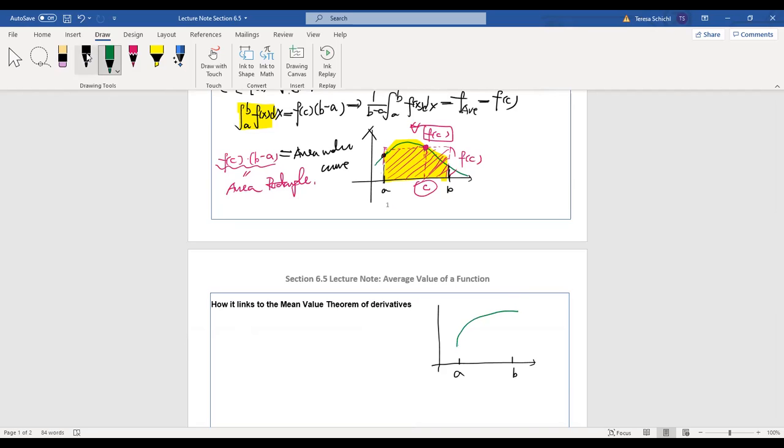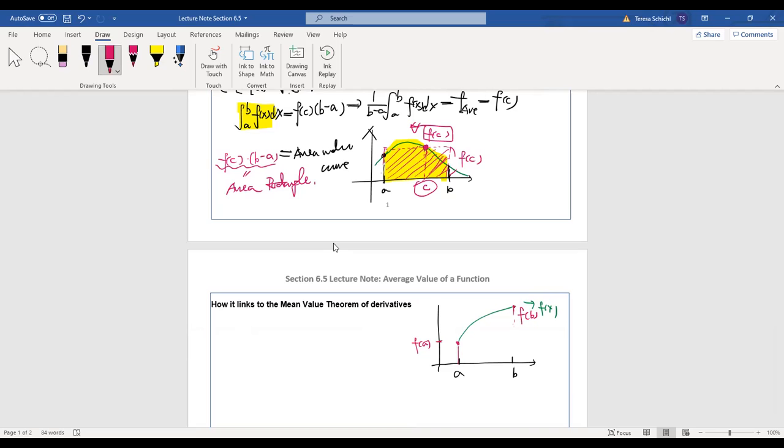That's better, or let me give a little bit more curvature here. All right, so this one is good. So this is my f of x. Now the mean value theorem for the derivative, if you still remember: this is a, so this height will be f of a, and this height will be f of b.